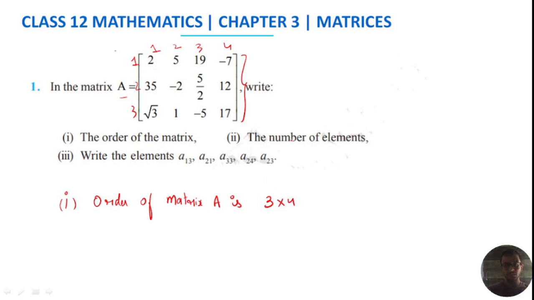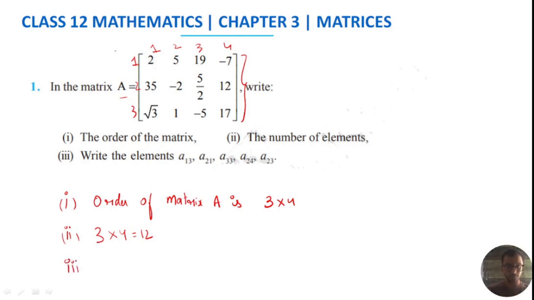What is the next question? The number of elements. So we have 3 rows and 4 columns. That means in one row we have a total of 1, 2, 3, 4 elements. So in the total matrix, how many elements will there be? As there are 3 rows, the total elements will be 3 into 4, that is 12. In this way you find the number of elements by multiplying the total number of rows into the total number of columns. That is, if the order of the matrix is m cross n, then the number of elements in the matrix A will be m into n. You got it, right?